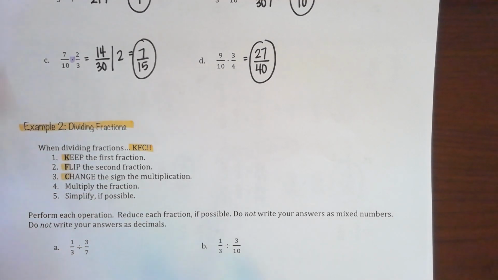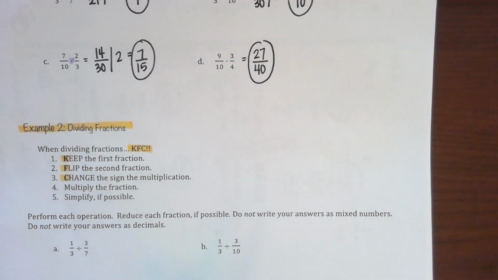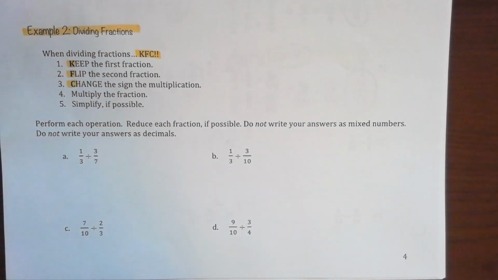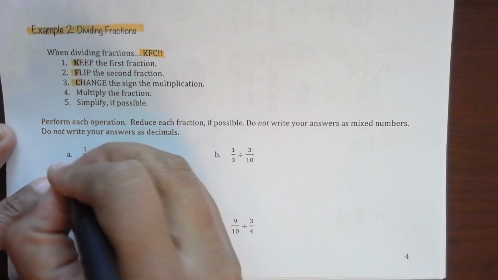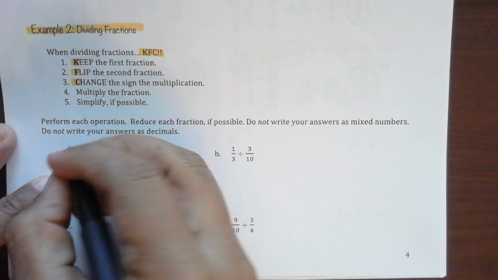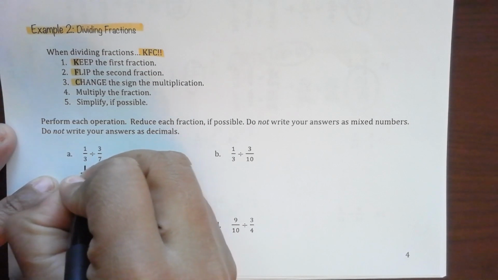From there, you go back up here. Multiply across, simplify. Okay? So, let's look. The directions are the same. Reduce if possible. Do not write as mixed numbers or decimals. So, it'd be 1 over 3. That would stay the same because that's the first fraction. We read from left to right. So, it'd be 1 over 3.